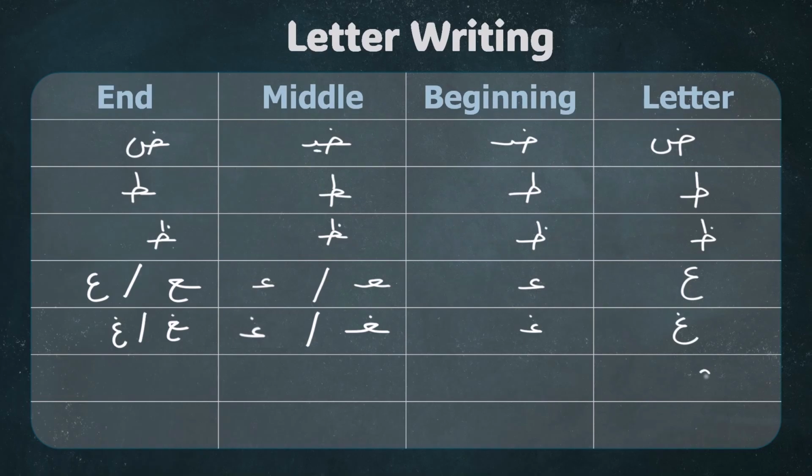And then we have Fa. Fa is going to look like this. And in the middle, in the end, Qaf will be just like Fa. So, in the beginning, middle, and in the end.